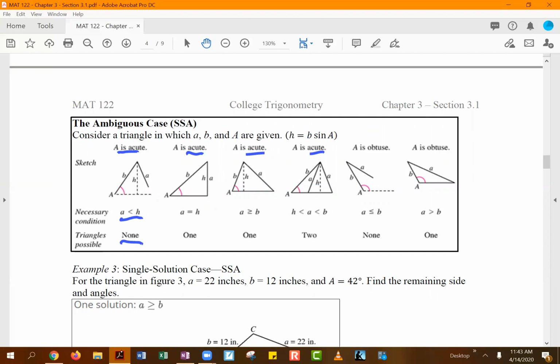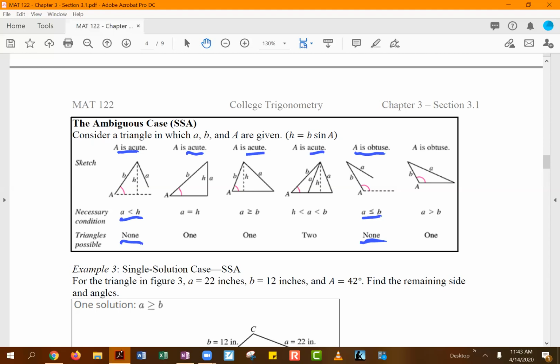Now, the same thing can happen if you have A as an obtuse angle. And in this case, if the value of A is less than, or for that matter, even equal to B, that is a second case where you may end up with no triangle at all. So those would be the two cases where we get no triangles.